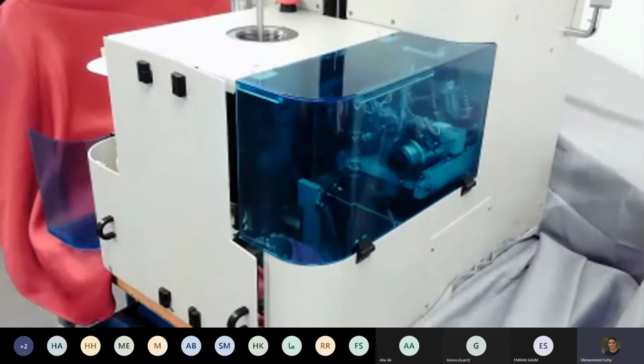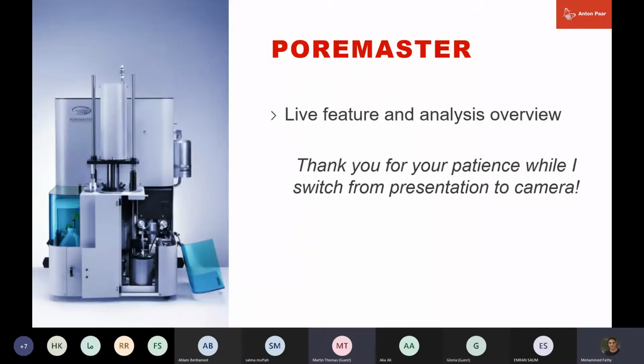So I'm just going to move back and share my screen once again and turn the camera off. So I believe you are seeing the screen that we were seeing originally.